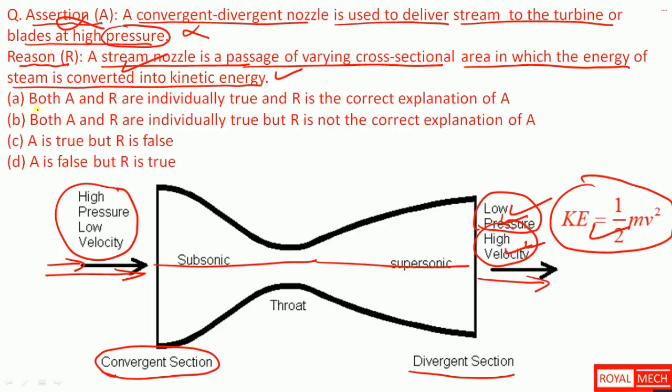So as per given options, both A and R are individually true, that is wrong. Second option, A and R are individually true, that is also wrong. A is true but R is false, that is also wrong. And A is false, that is correct, and R is true. So option D is correct option.